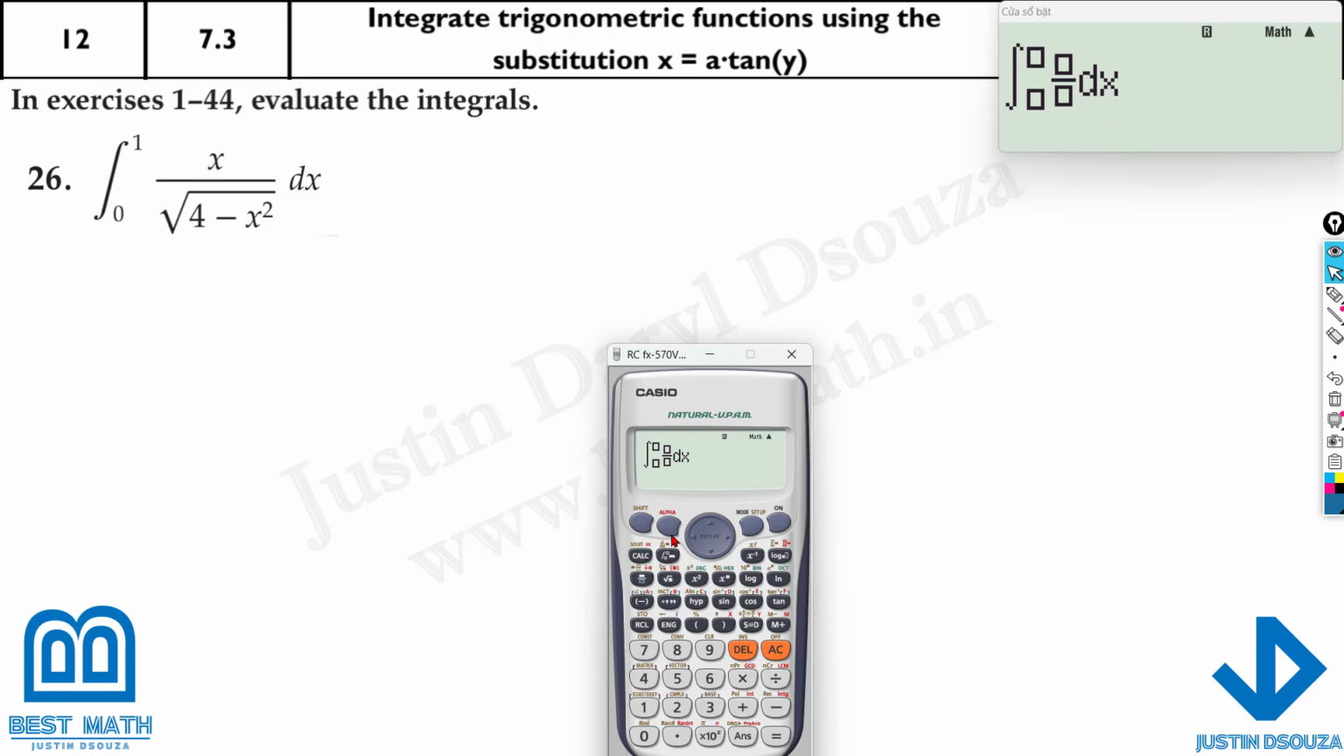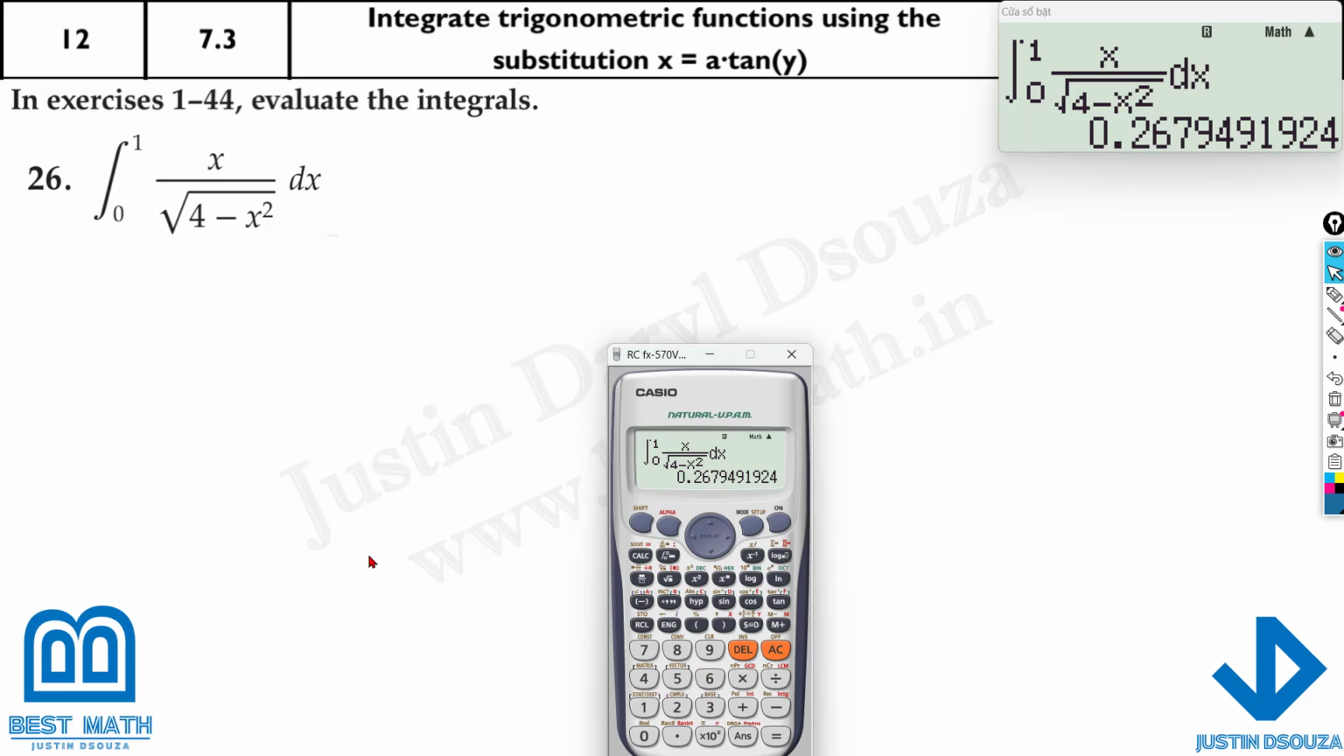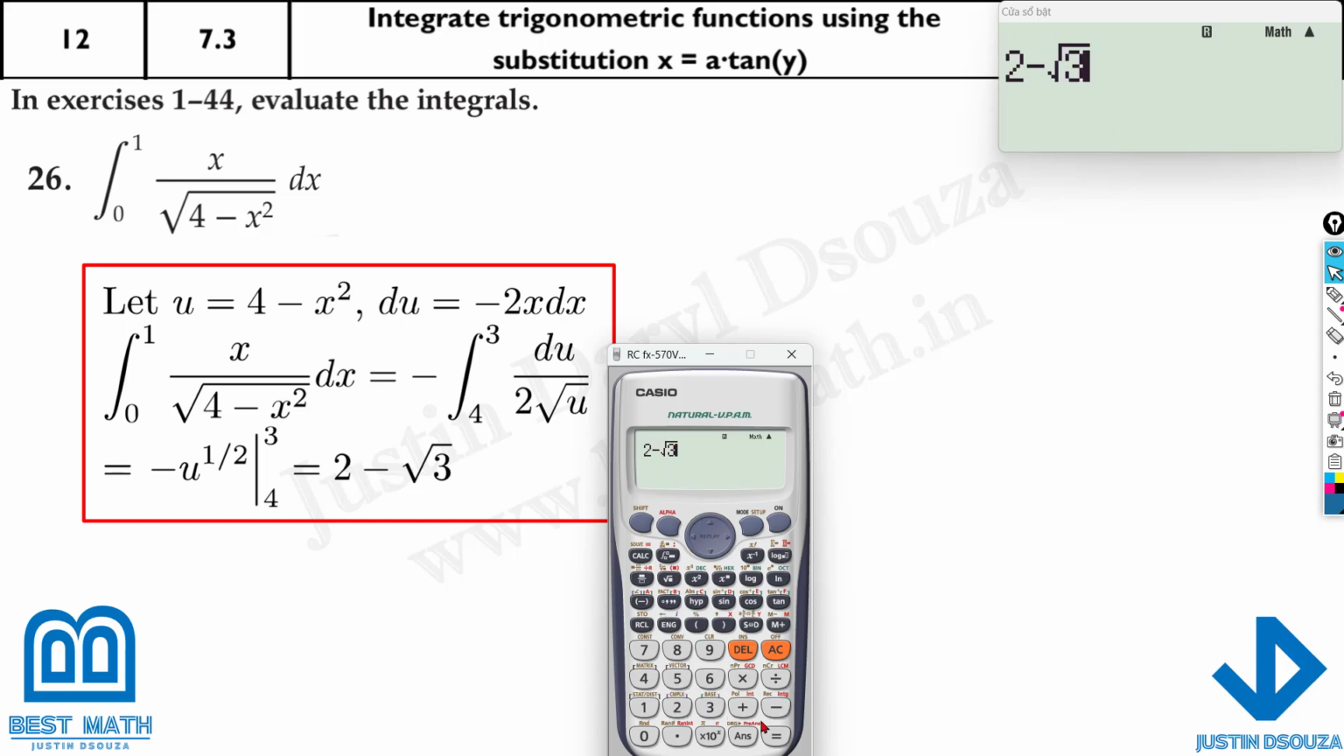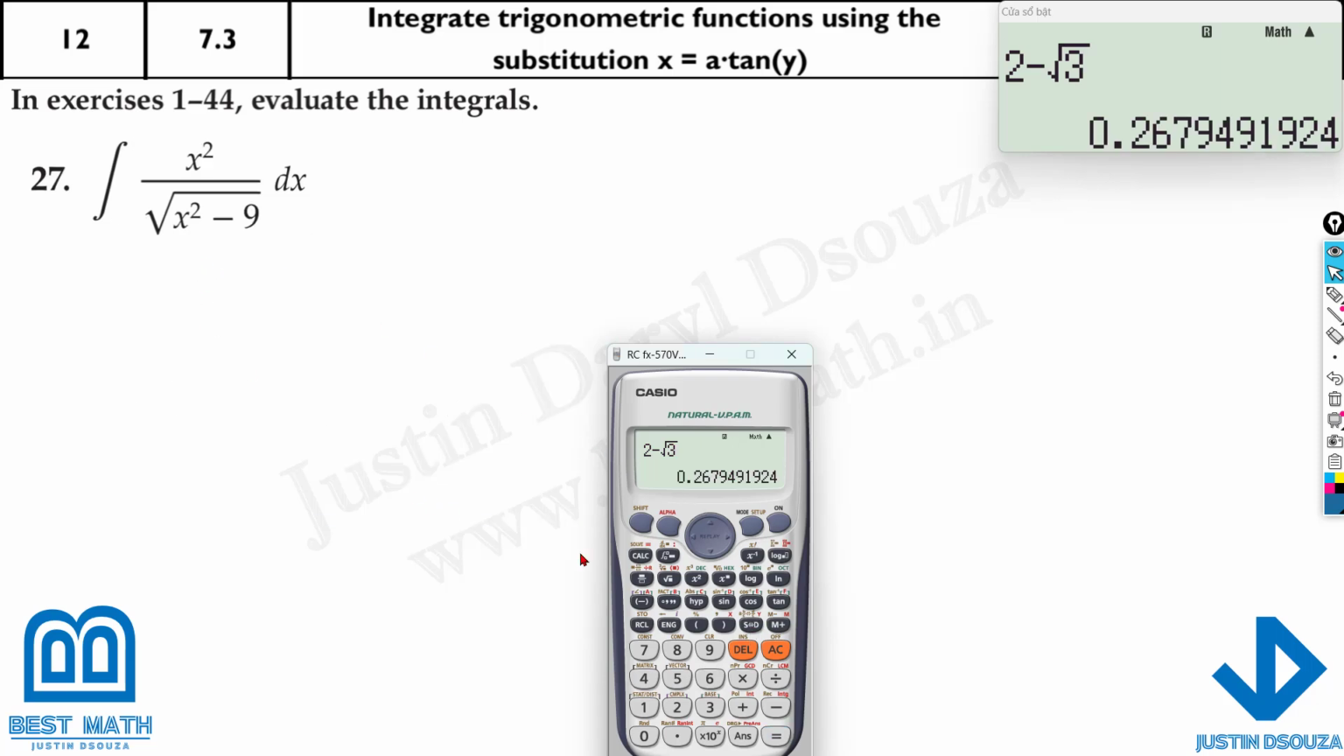Here as well, we have the limits. It's x divided by square root 4 minus x squared. And then what do we have is, it's 0 to 1. And here we go. It's 0.26, but I'm sure the answer won't be like this. It is over here 2 minus root 3. Let's try that. 2 minus root 3 is 0.267. Yes.